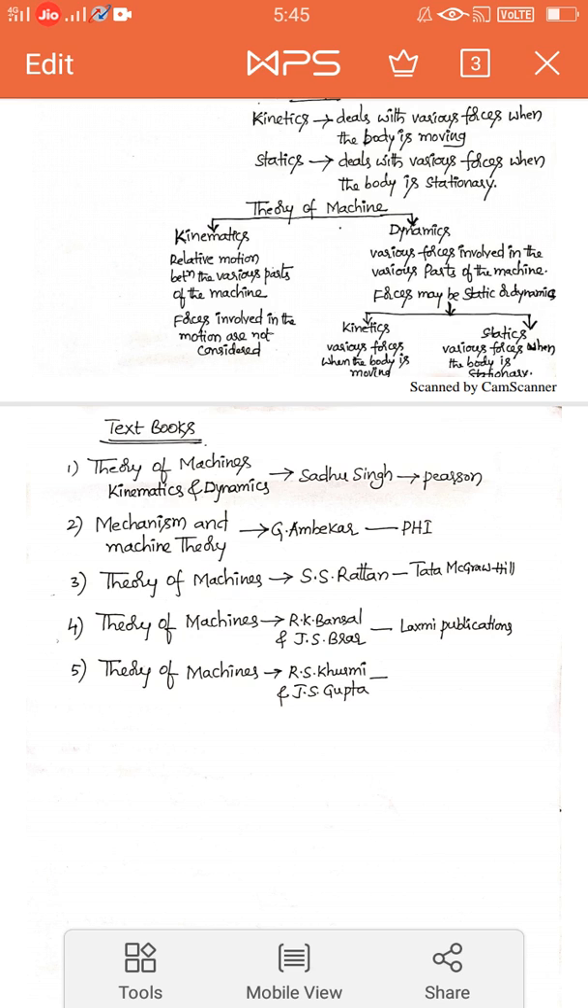In addition to that, in order to solve more exercises or numericals, you need to refer to 2 more textbooks, namely one is R.K. Bansal and J.S. Brar, and the other one is R.S. Khurmi and J.K. Gupta. As kinematics of machines is a numerical subject, you need to solve more exercises. For that, these 2 textbooks are enough to solve a number of exercises in order to thoroughly prepare kinematics of machines.